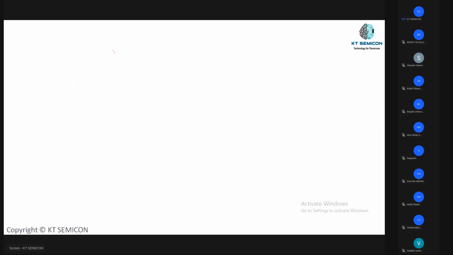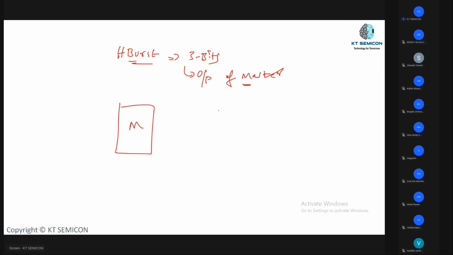So this is your HBURST. This is also 3 bits wide, and this is an output of the master and input to the slave. Again we will consider the same example where you have a master and a slave with HADDR, HWDATA, and HSIZE for indicating the size.